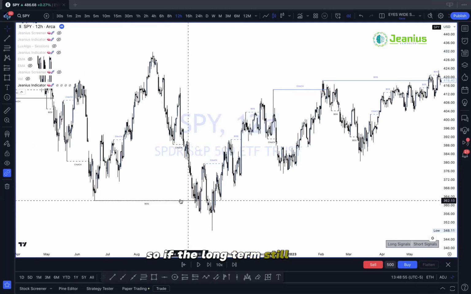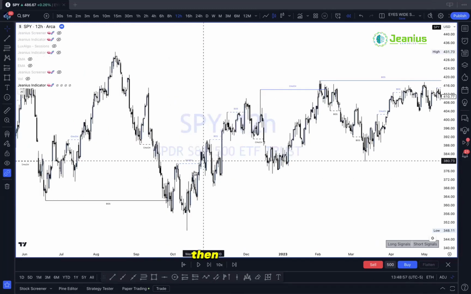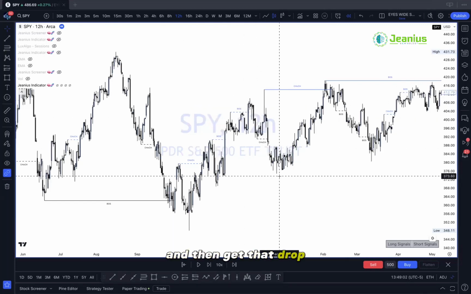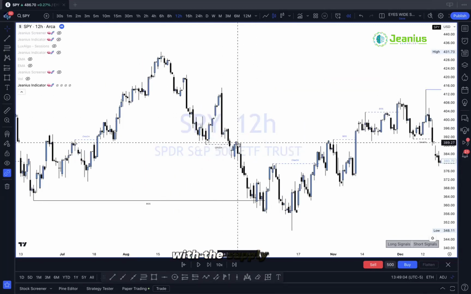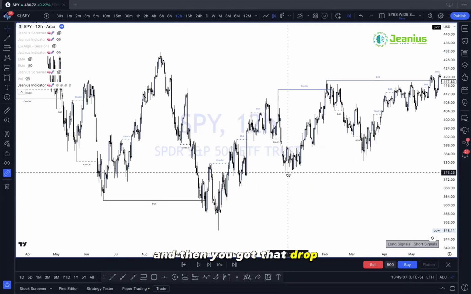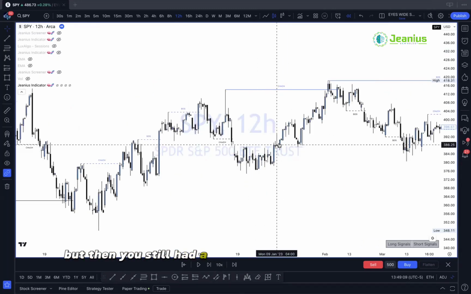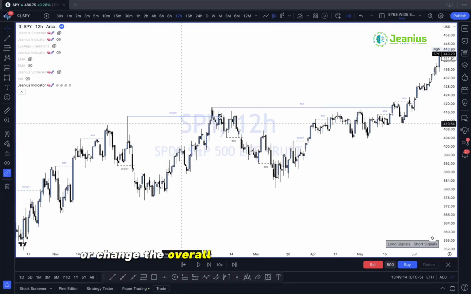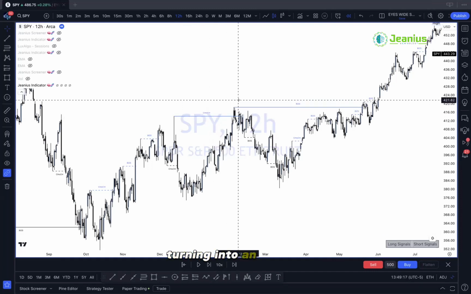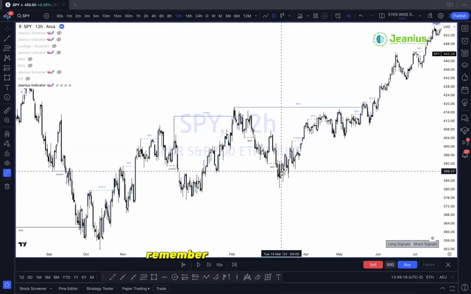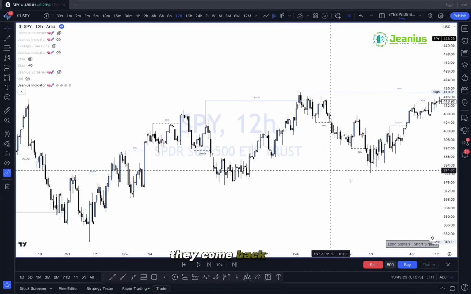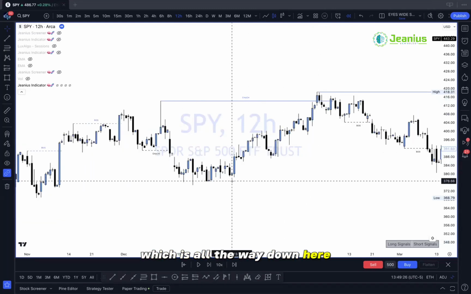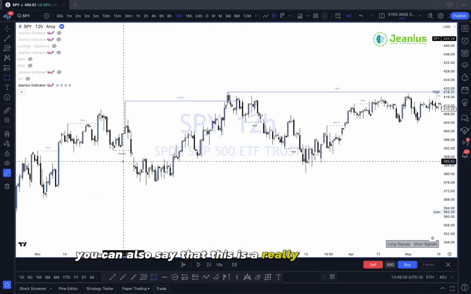So if the long term was still down after this break of structure here, then obviously you would get some type of pullback into a supply area and then get that drop, which is pretty much what you got right here with the supply area. Then you got that drop, but you still had a move up where it broke the overall structure, or changed the overall character of the price action, turning into an uptrend, coming back down. Remember, the ICT individuals come back down and find some type of fair value gap, which is all the way down here.